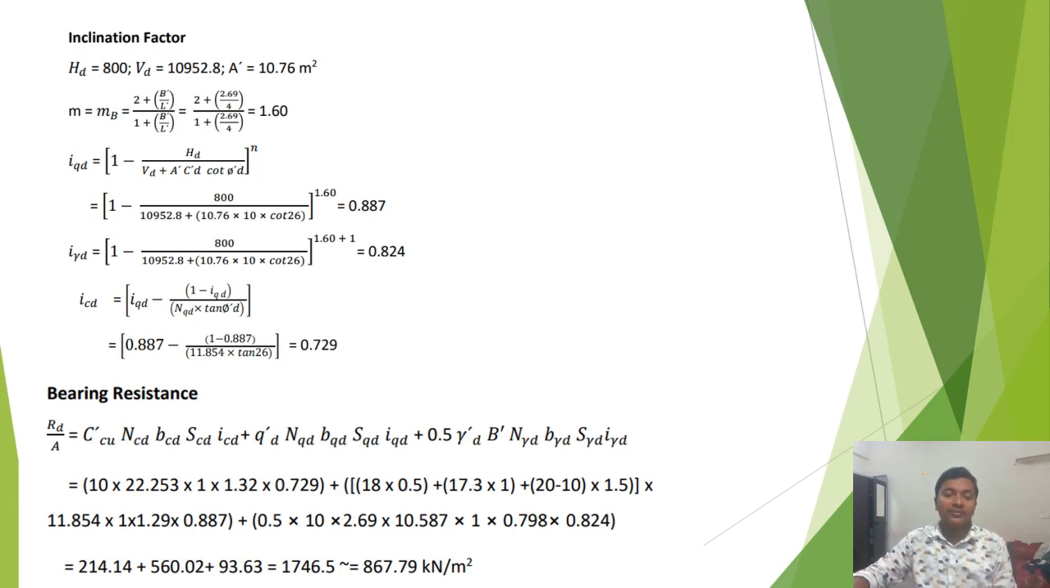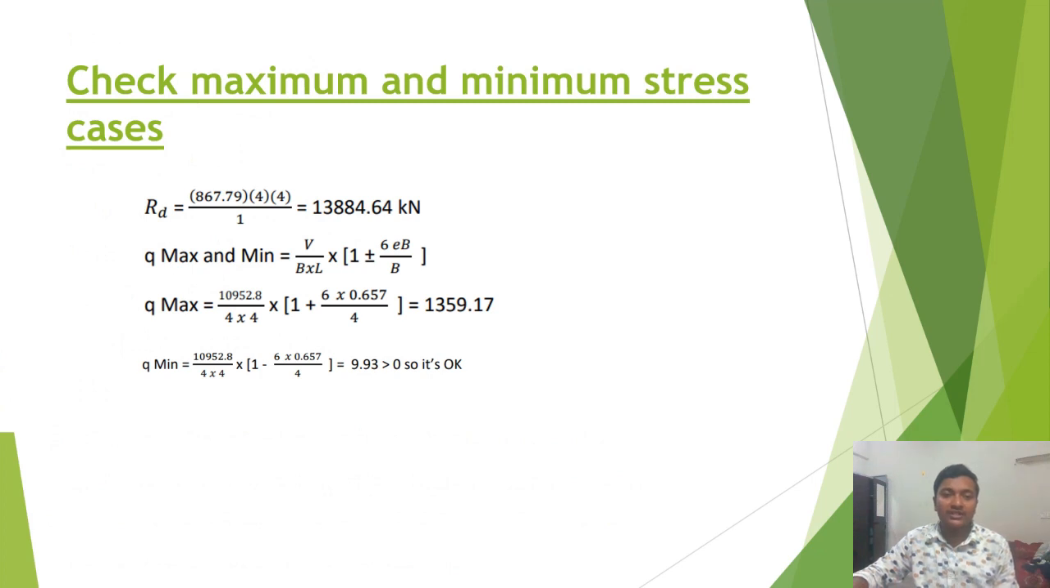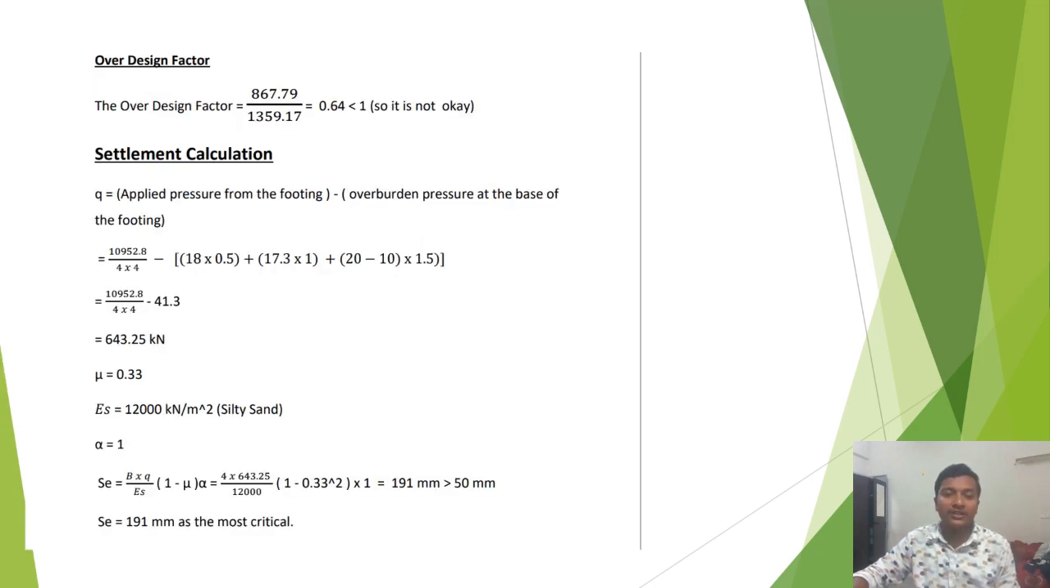So after calculating the bearing resistance, we have to check the maximum and minimum stresses. For the maximum stress, we got 1359.17, and for minimum we got 9.93, that is greater than 0, so it is okay. So after that we have to calculate the over design factor, that we got 0.67, so it is not okay.